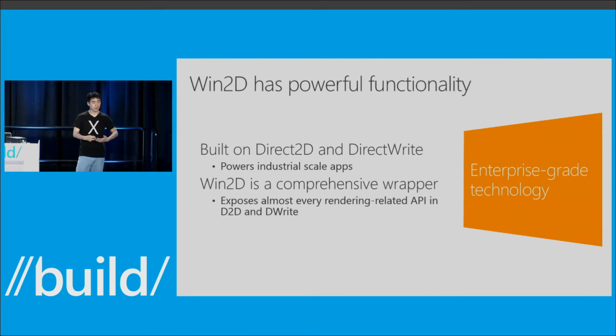I mentioned earlier how everything on Windows, up to the most complex of apps like Office, uses DirectWrite and D2D for rendering. And with Win2D, we had a philosophy where if it's exposed in Direct2D and it's rendering related, we want to also have it in Win2D. So almost everything that you can do in Direct2D and DirectWrite is in Win2D.